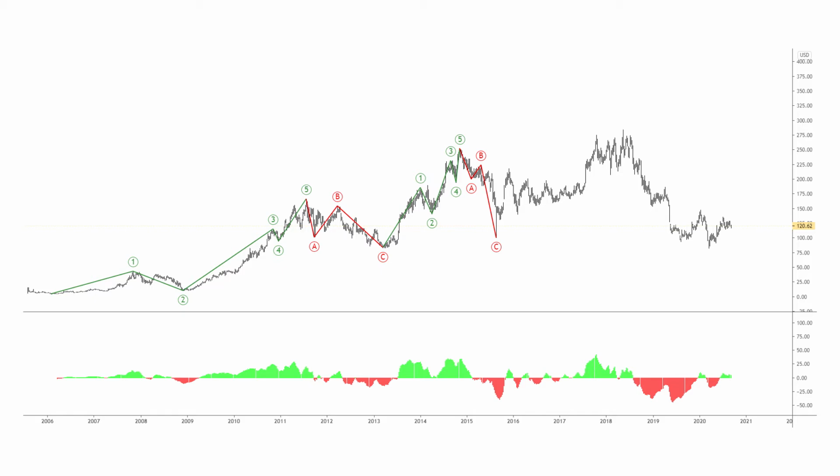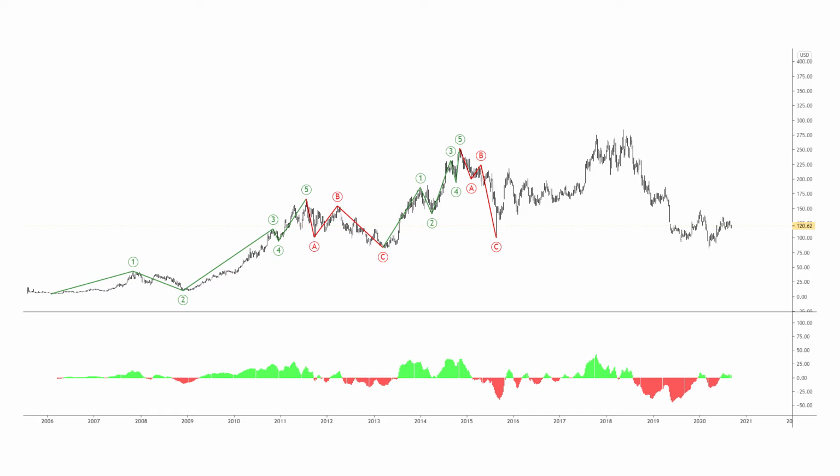consisting of 5 impulse waves into wave A, 3 corrective waves into wave B, and again 5 impulse waves into wave C. When it comes to wave A, it can consist of either 3 or 5 waves, while the wave B has always 3 and wave C always 5 waves. Remember, this is very important.